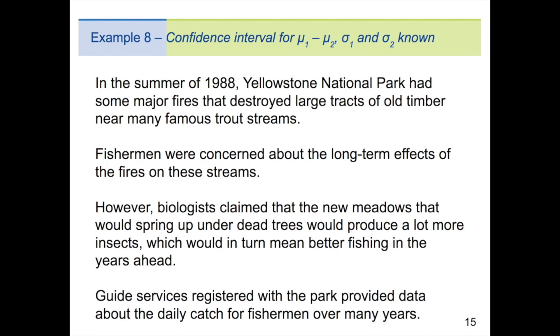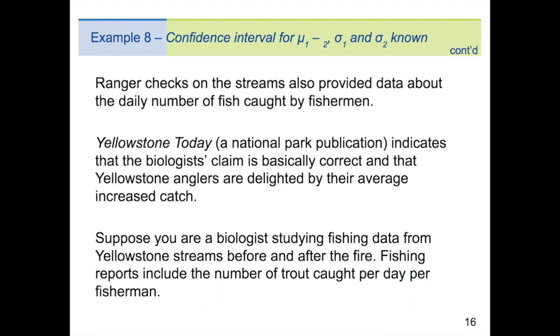Guide services registered with the park provided data about the daily catch for fishermen over many years. Ranger checks on the streams also provided data about the daily number of fish caught by fishermen. Yellowstone Today indicates that the biologists' claim is basically correct and that Yellowstone anglers are delighted by their average increased catch. Suppose you are a biologist studying fishing data from Yellowstone streams before and after the fire.